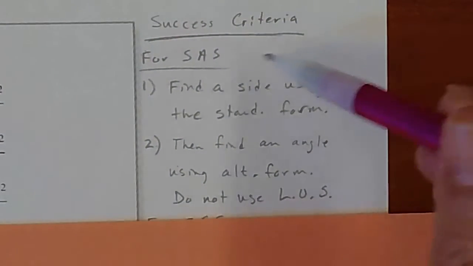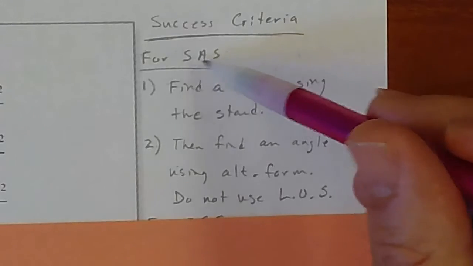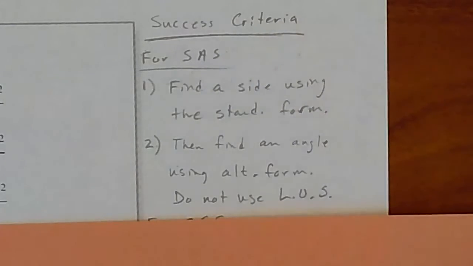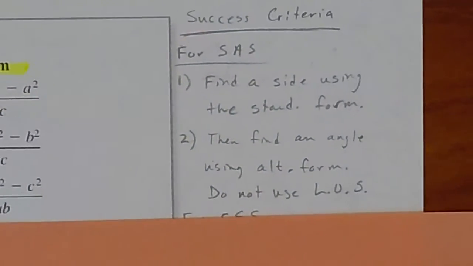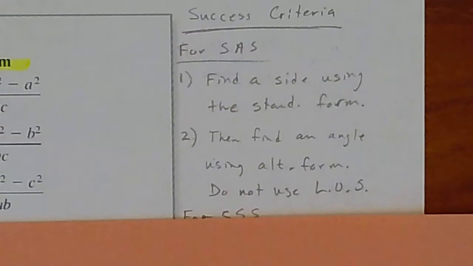So, success criteria. When we're given two sides and an angle right in between, we're going to have to find a side using the standard form. The standard form is titled over here: here's the standard form, here's the alternative form. So we find a side using the standard form, and it has to be a specific side: the one opposite the angle given. We'll get to that once we get into this first example.